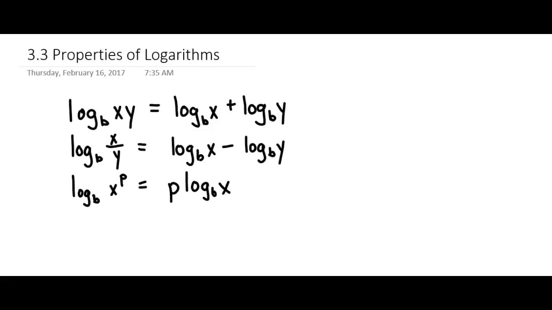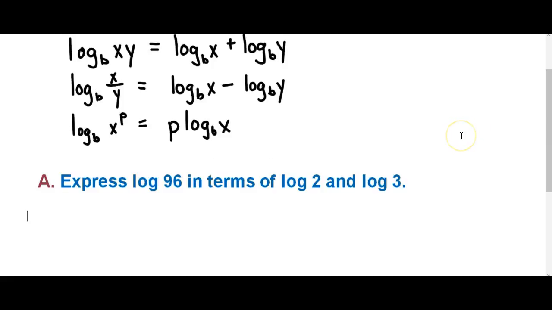So let's go ahead and look at a few examples where these come into play. This first example asks us to express the log of 96 in terms of log 2 and log 3. So let's first factor 96 out so that we can figure out what that would be. So 96 would factor down into 2 and 48.